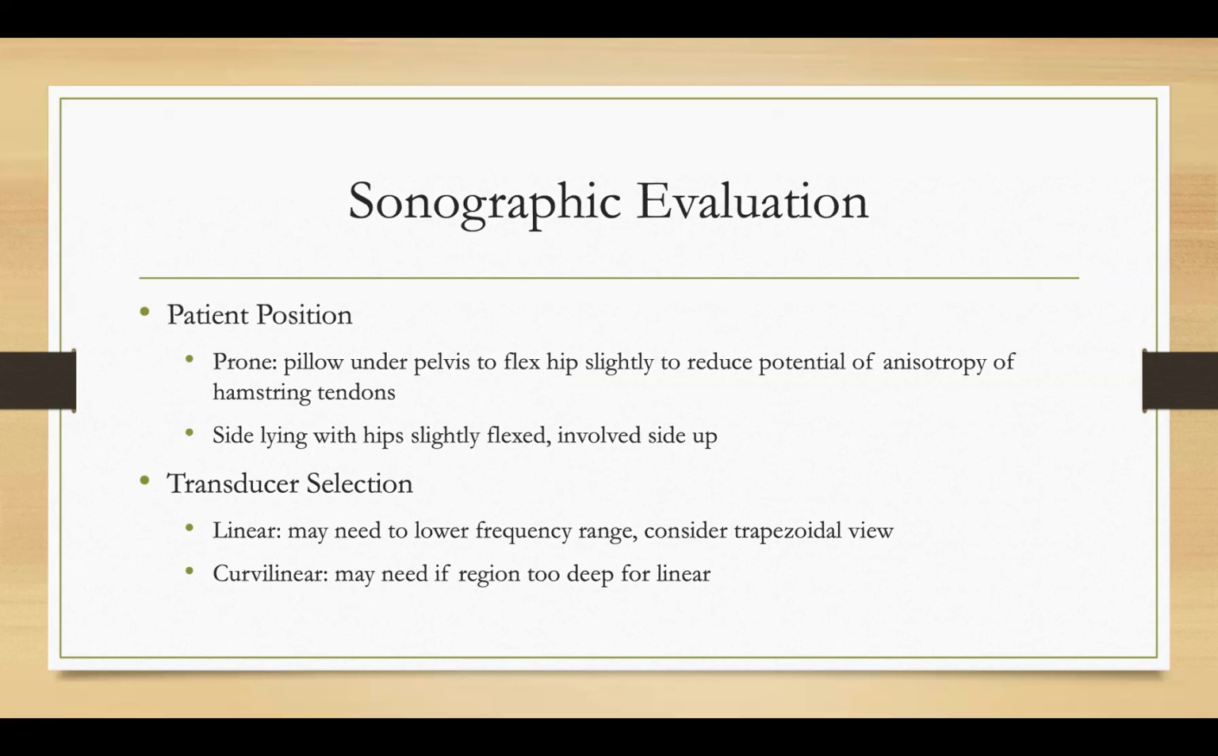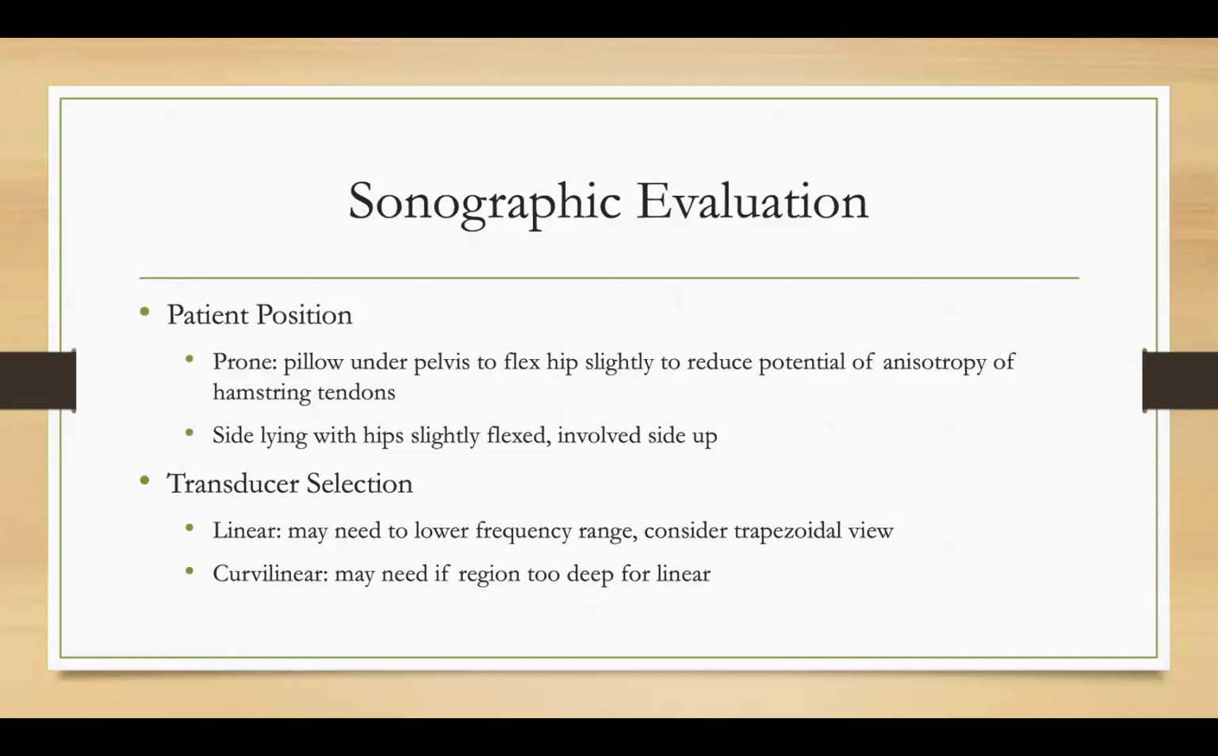Having the patient lie side lying with this hip slightly flexed with the involved side up would also be another way to work around this problem. Typically, we'll start with a linear transducer. Because of the relative deep nature of this location, you might have to move to the lower end of the frequency range of that transducer. Then I often open up the field of view a bit using a trapezoidal view. This just helps me gain a larger field of view and helps me orient myself better.